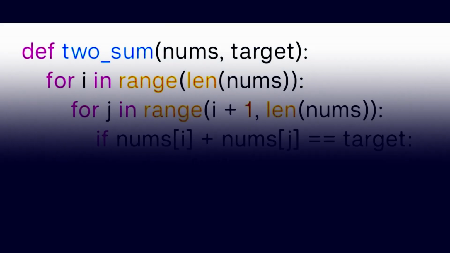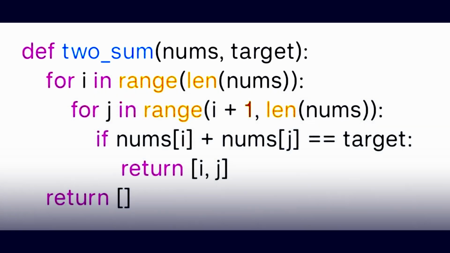Brute force for two sum. Now we have a function twoSum, and the inputs are the array nums and target. First we iterate over the array nums. So for i in range length of nums, and for j in range i plus 1 to length of nums. Now we check if nums[i] plus nums[j] is equal to target. If it is, we return the indices i and j. Otherwise, we return blank.